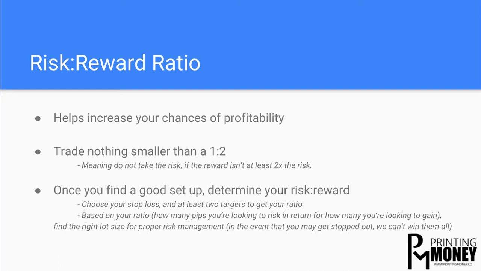Okay, once you find a good setup, you want to determine what your risk to reward is. Okay, you want to choose your stop loss and at least 2 targets to get your ratio. Based on your ratio, how many pips you are looking to risk in return of how many you are looking to gain, find the right lot size in order for you to use proper risk management in the event that you may get stopped out, because again, like I said, we cannot win them all, and successful traders know that, but they don't let that bother them.